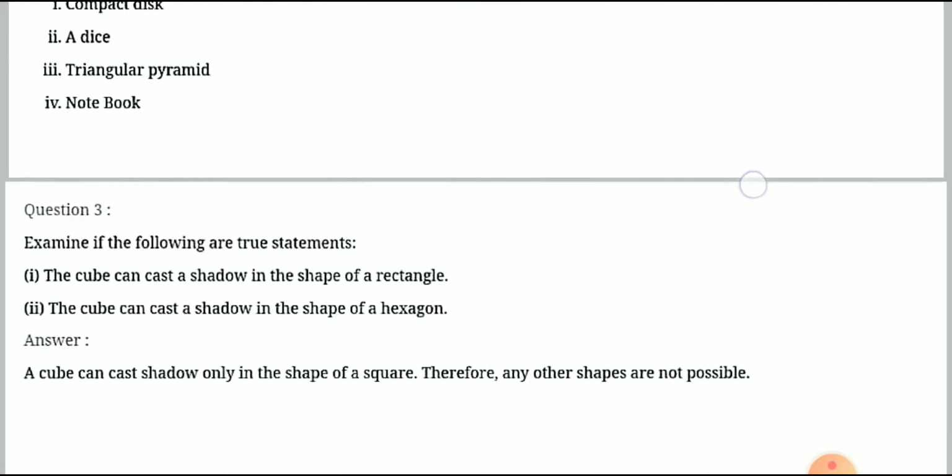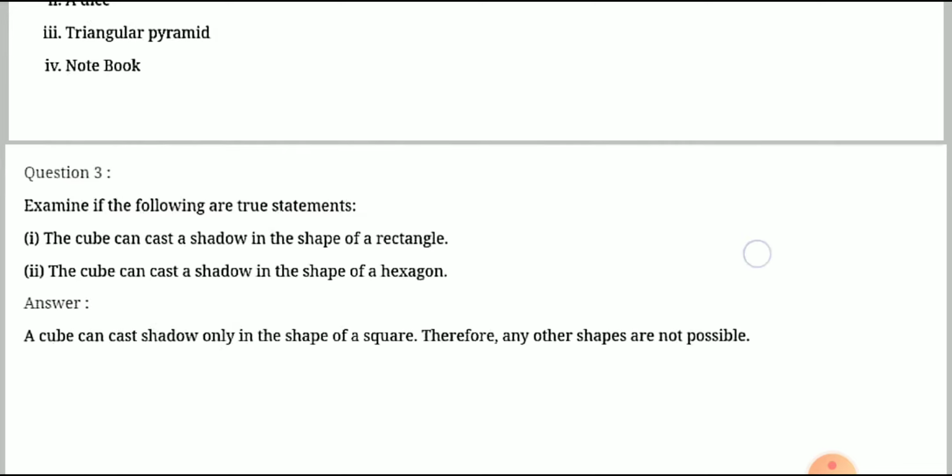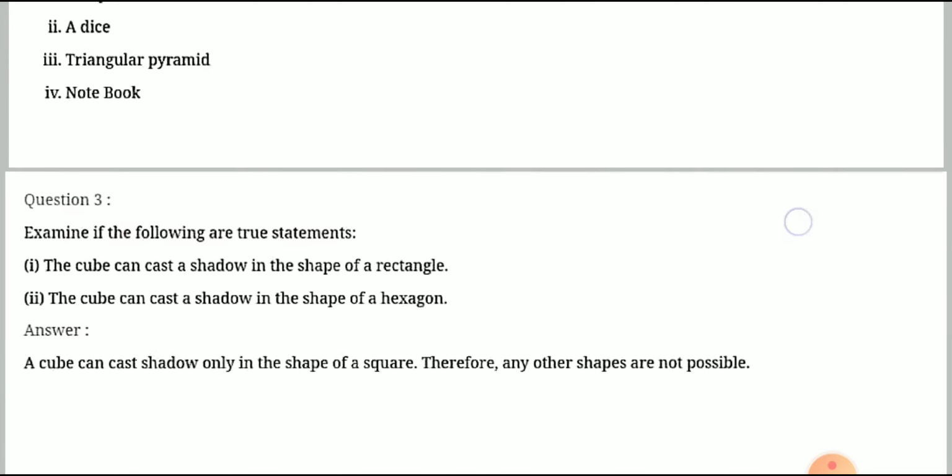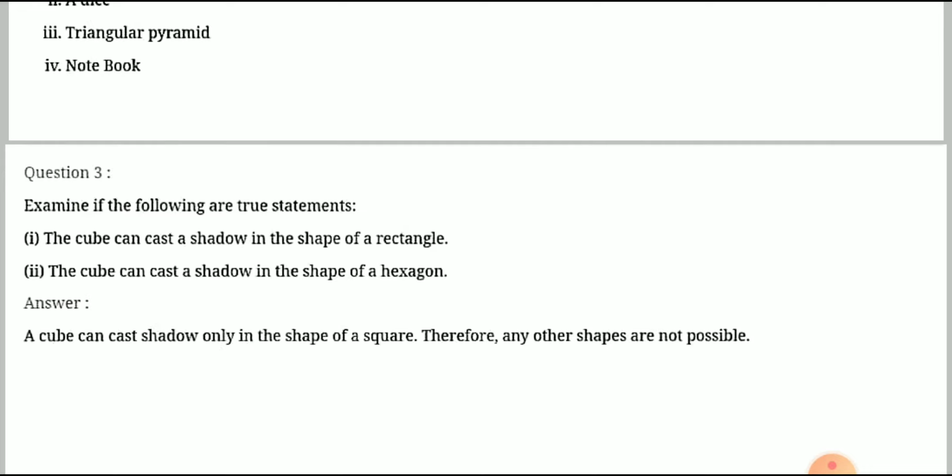Now next, examine whether the following are true or not. The cube can cast a shadow in the shape of a rectangle. A cube can cast a shadow only in the shape of a square, so therefore it is not possible. If you place a torch in front of the cube, it always reflects a square on the wall. And if we talk about the hexagon, the cube can cast a shadow of a hexagon, so that is also not true. So the answer is it can make only a square.